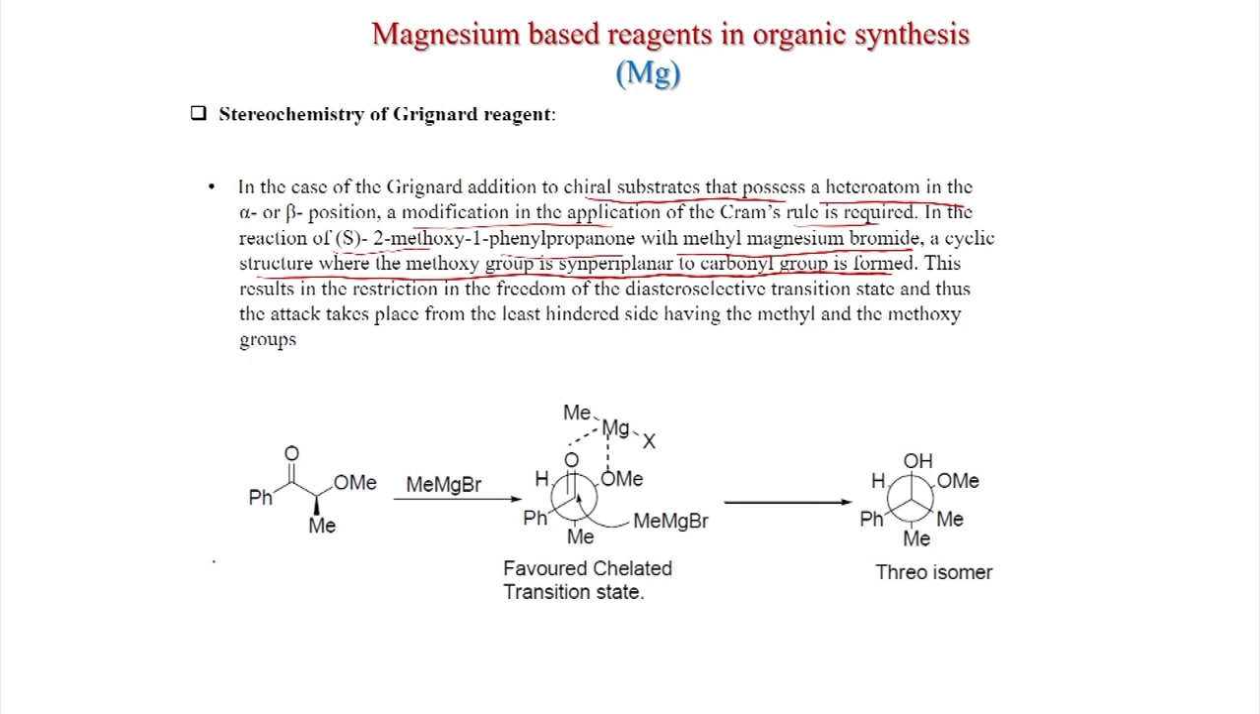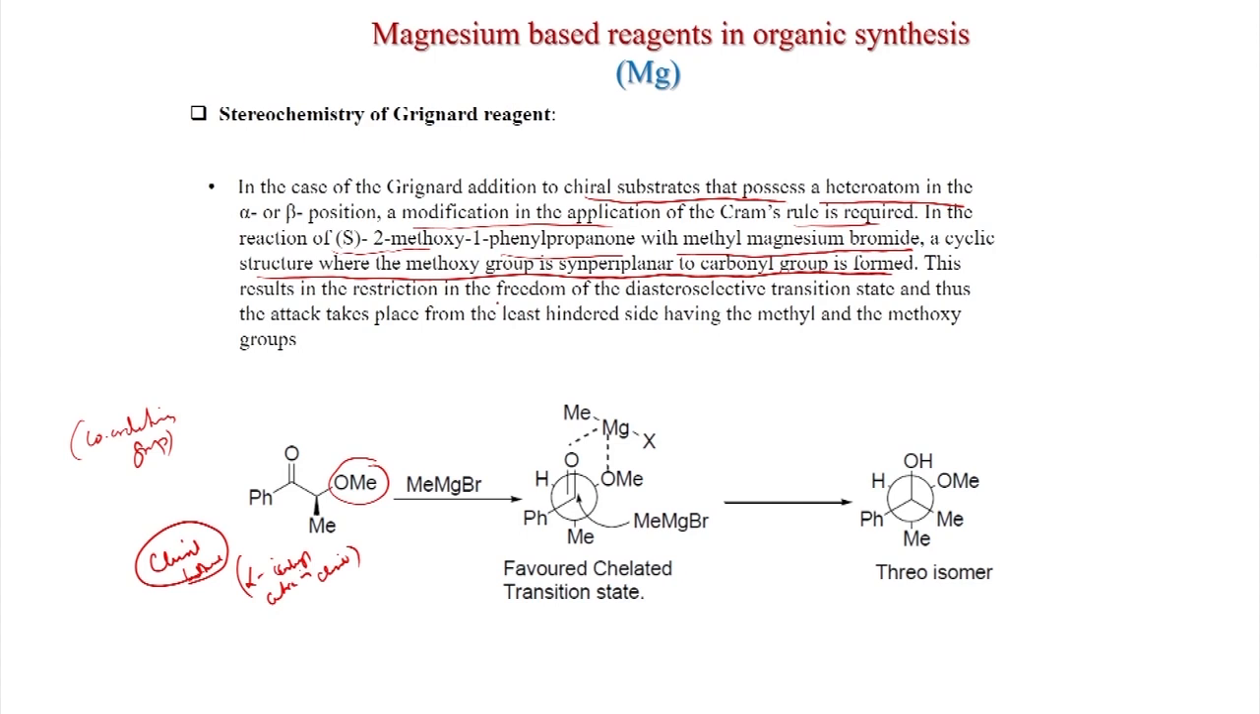So, this is a chiral ketone, and the chiral center is alpha to the carbonyl. This is also important: the alpha carbonyl center is chiral. And if a methoxy group is there, this is the coordinating group. With the coordinating group, the stereochemistry will be such that this methoxy is binding with the magnesium. So, not only the carbonyl, but the methoxy group as well binds with the Grignard reagent.